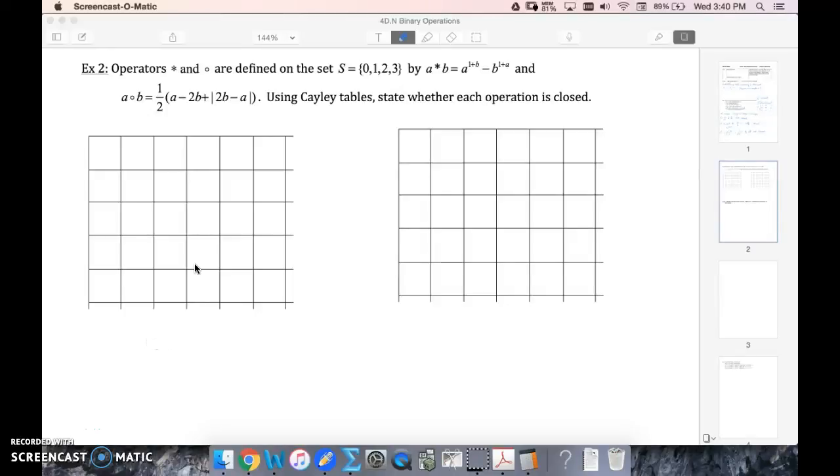Right, so here we are looking at operations and Cayley tables and determining whether each operation is closed or not. So we've got our set, and our first operation is the star. I'm going to label my operation in the left-hand corner, and then write my values.